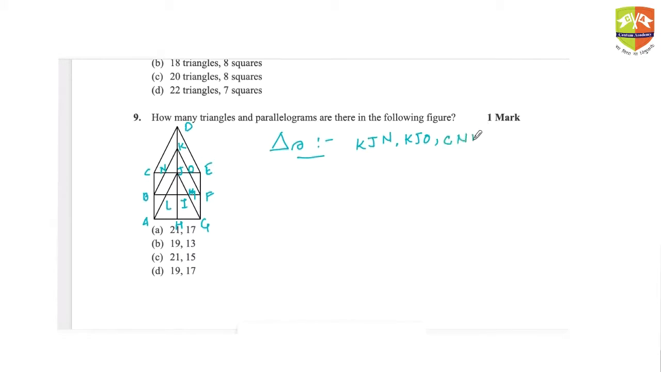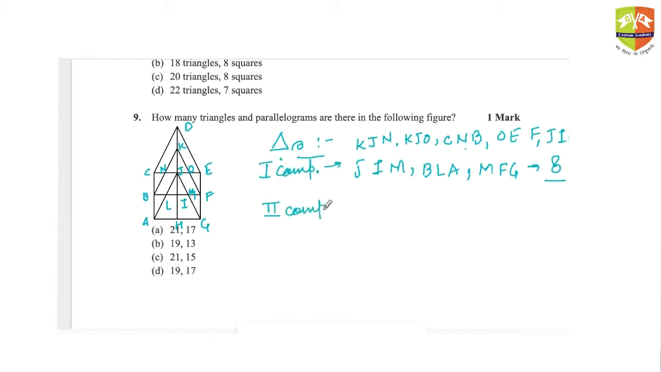So CNB, and then on the other side you have OEF. Then you have here JIL, and then you have JIM. And after JIL and JIM, you have smaller ones, BLA, similar to CNB and OEF, and MFG. So how many of them did I get? I got 8 of them. So this was triangles from a single component.